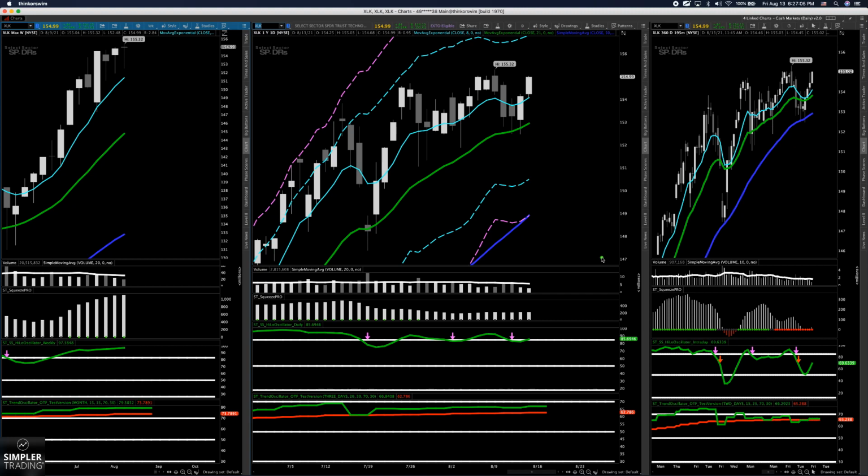Both Microsoft and Apple individually have great setups. Now you can hedge your bets and just buy this, and it's like buying 50% Apple, 50% Microsoft, or you can choose which one you like better between Microsoft and Apple. Personally, I think Apple's the better play, but you can certainly just hedge your bets with XLK.